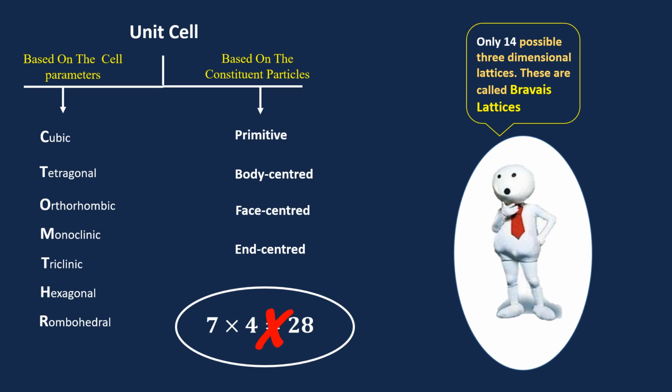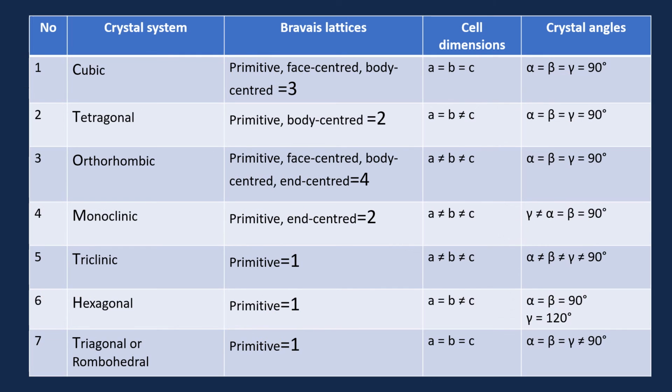It is possible to have only 14 types of lattices, and they are called Bravais lattices. That is, a cubic unit cell cannot have all the types: primitive, body-centered, face-centered and end-centered unit cell. It is not possible. There are different possibilities, and the total number of possibilities is only 14. They are called Bravais lattices. This table will give you a clear picture about Bravais lattices, crystal systems, cell dimensions and angles.